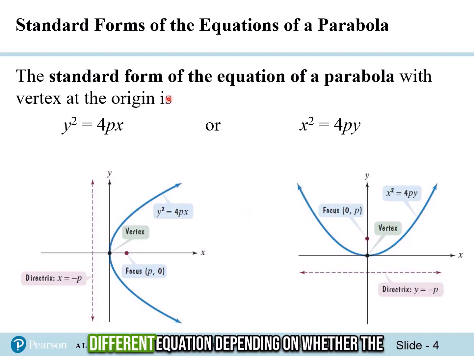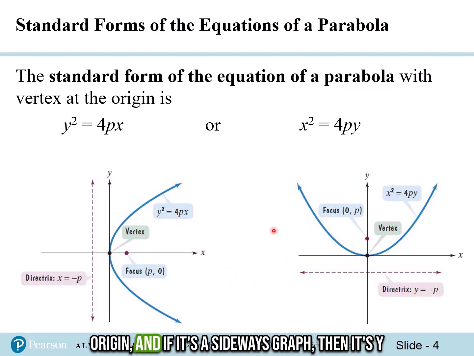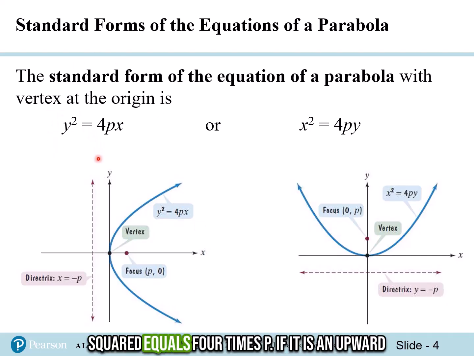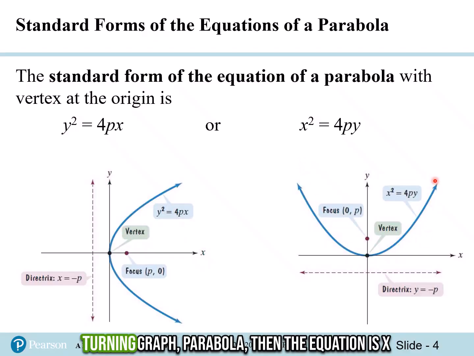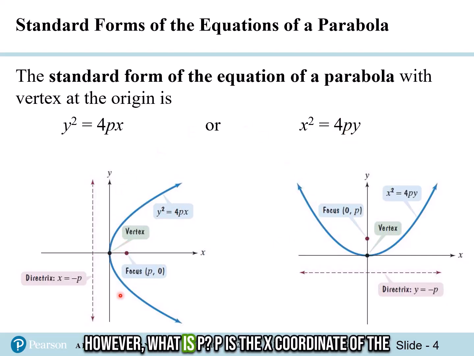Now there are two different equations depending on whether the graph is facing sideways or it's turned up. In either case, the vertex is located at the origin, and if it's a sideways graph, then it's y squared equals 4px. If it is an upward turning parabola, then the equation is x squared equals 4py. However, what is p?